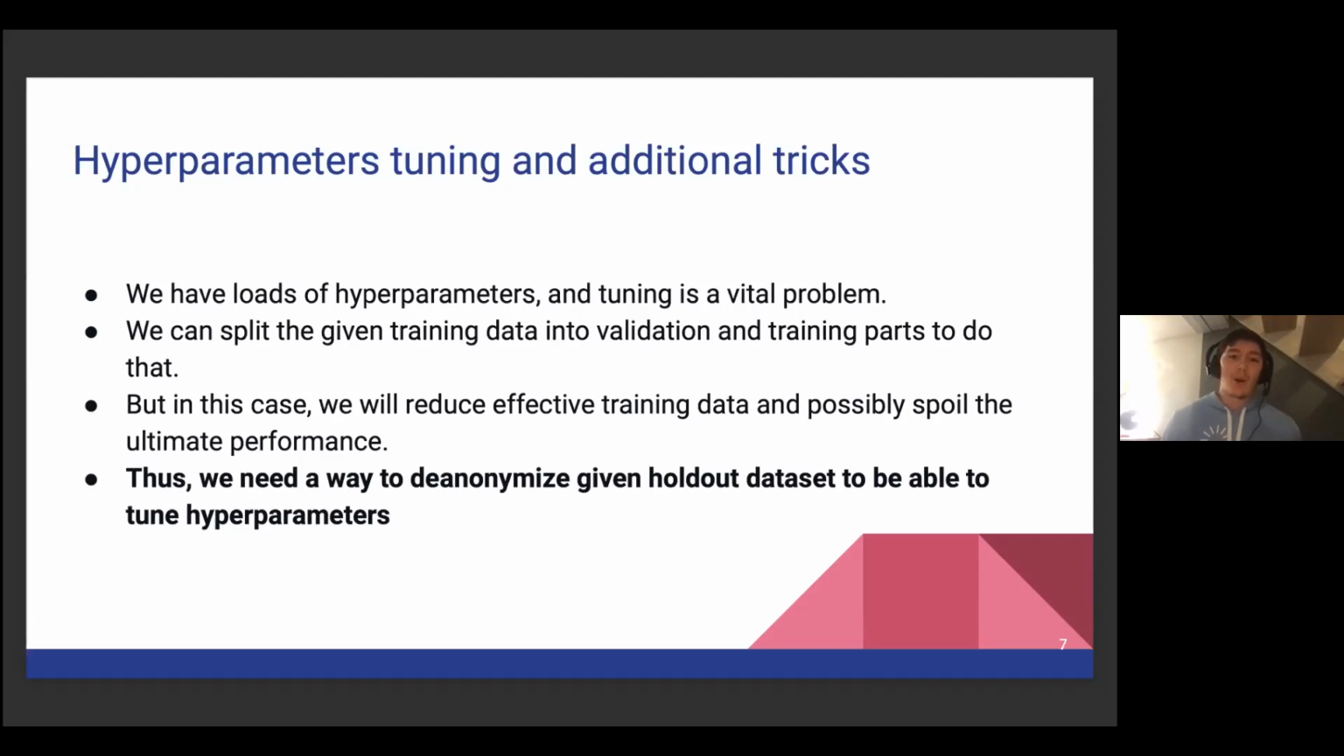But we are given only training data and labels, not the predictive distribution on the test data sets. What we want is at least some proxy to the HMC predictive distribution from the leaderboard. Thus, we need a way to sort of de-anonymize the given holdout data sets to be able to tune hyperparameters.